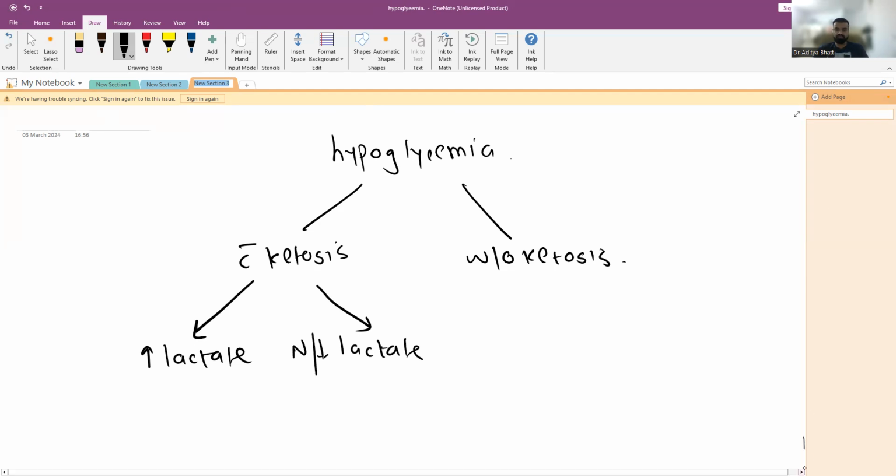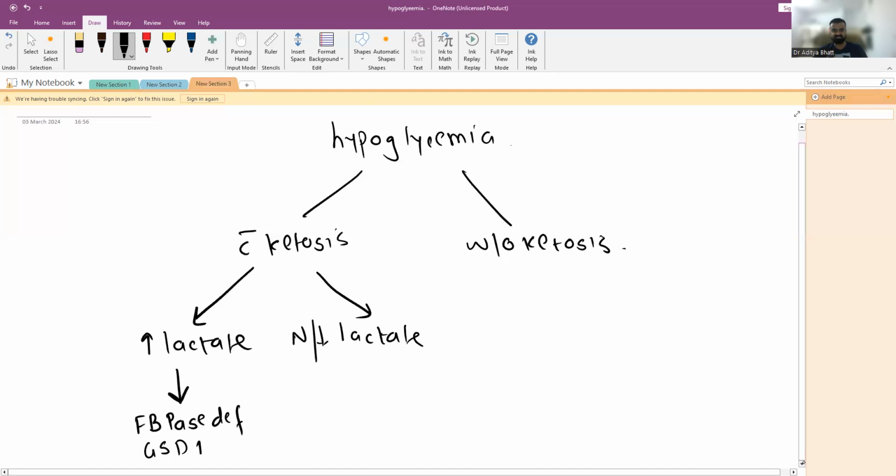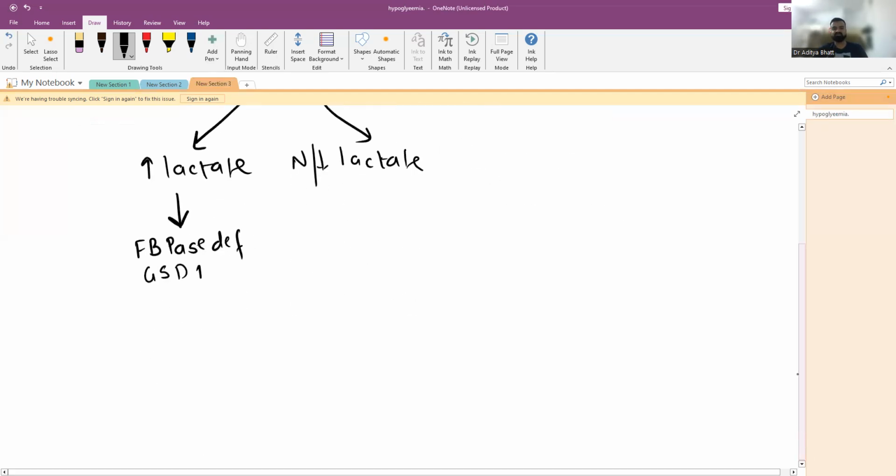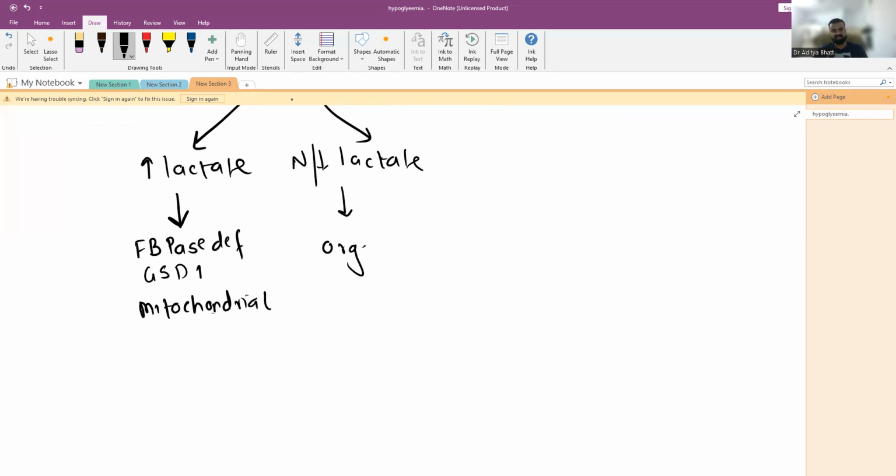Whenever you have patients with increased lactate, usually you have fructose bisphosphatase deficiency or glycogen storage type 1, that is von Gierke disease. So in von Gierke, there is hyperuricemia, hyperlactatemia, hypertriglyceridemia, hypoglycemia, ketosis is increased, and even mitochondrial disease. While where there is normal lactate, usually it is organic acidemia. So this is what the ideal findings are.